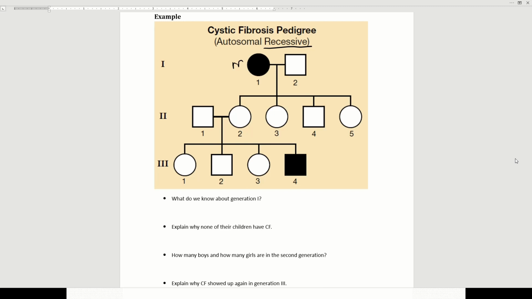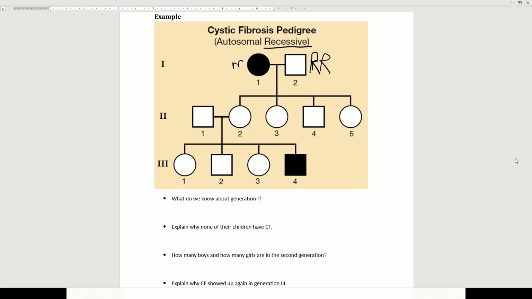And the fact that none of the kids have it probably tells us that both of the dominant genes don't show up, right? So why don't any of the children have it? Well, the dad always gives one of the dominant genes, so that's why it doesn't show up in the next generation. But all the kids will be carriers.